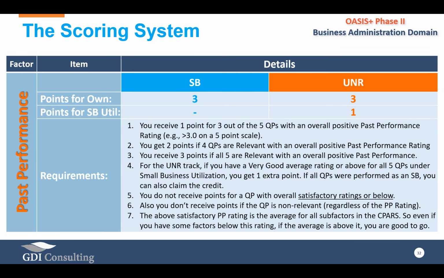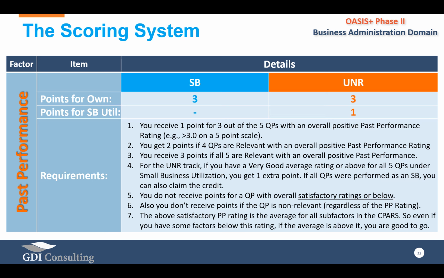Okay, and the last subfactor is past performance. If all 5 contracts have a positive, meaning above satisfactory past performance rating in their CPARs or in their JP6 forms, you get a maximum of 3 points. This is both for small business and unrestricted. If 4 out of the 5 QPs have this above satisfactory rating, you get 2 points. If only 3 have above satisfactory rating, you get 1 point, and less than that, you don't get any points.